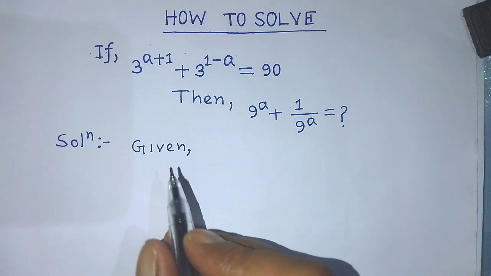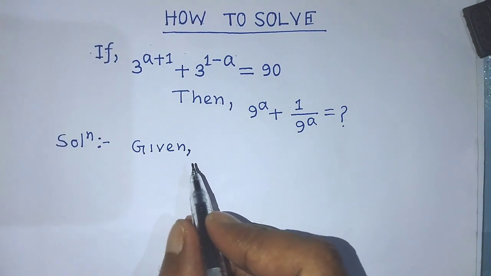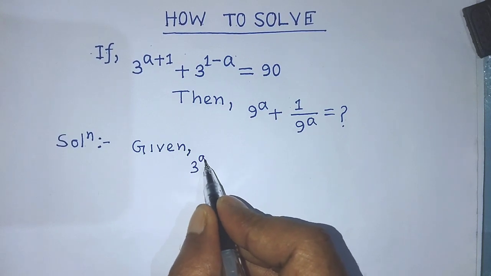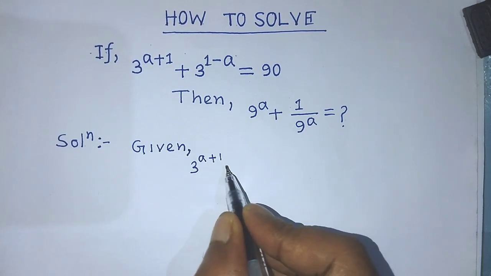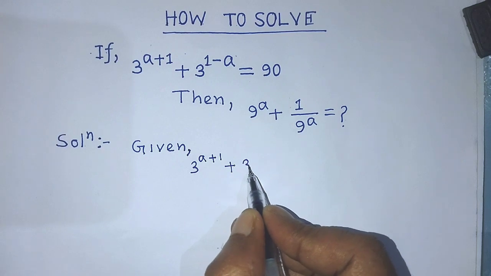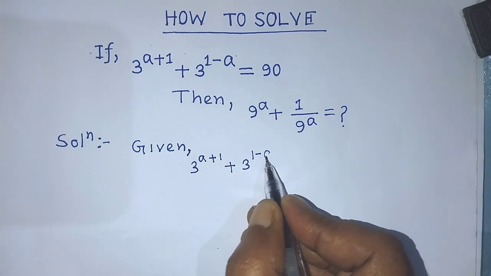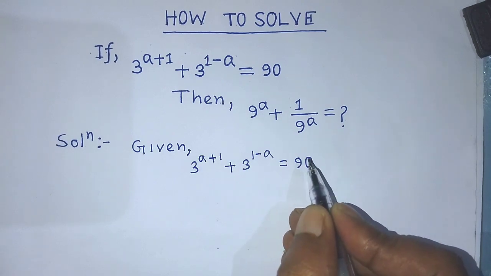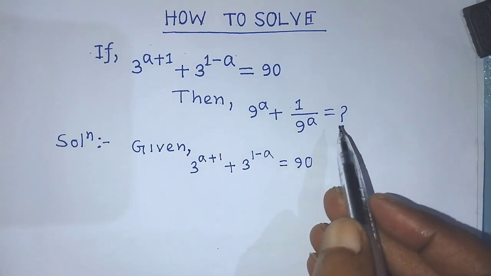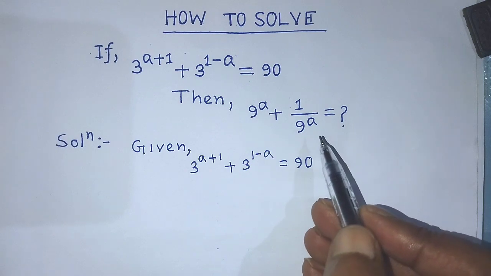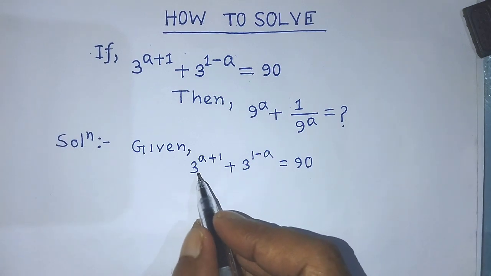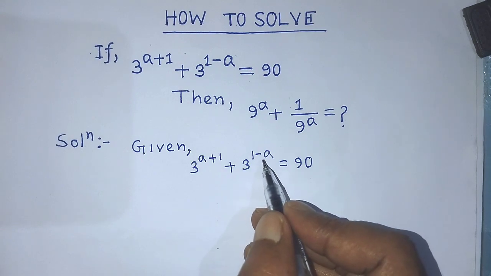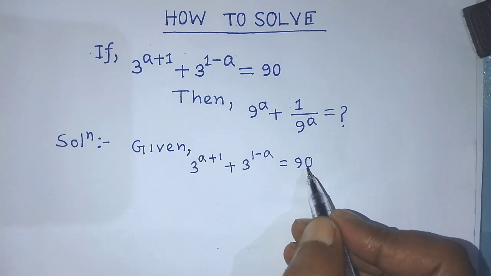So my dear student, our given algebraic equation is 3 to the power a plus 1 plus 3 to the power 1 minus a is equal to 90. So student, to find the value of this algebraic expression from the given equation 3 to the power a plus 1 plus 3 to the power 1 minus a is equal to 90.